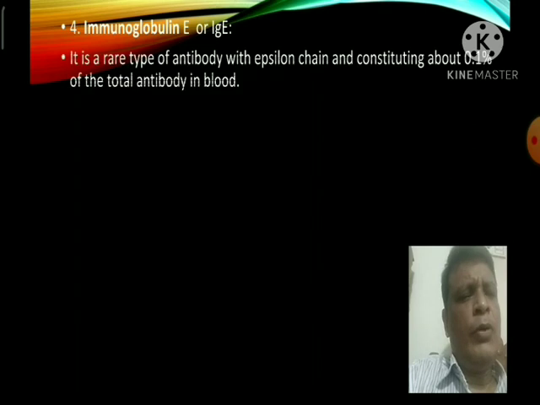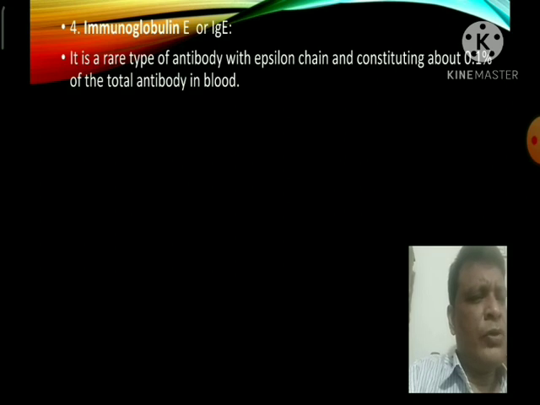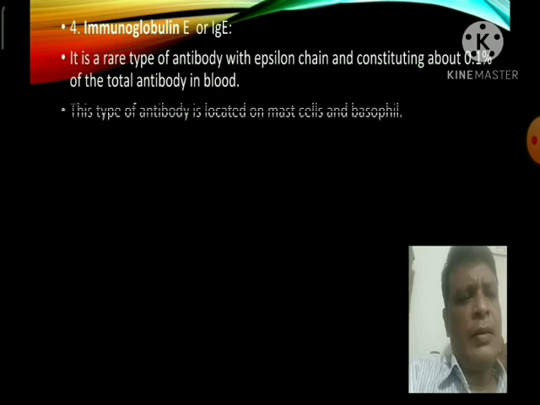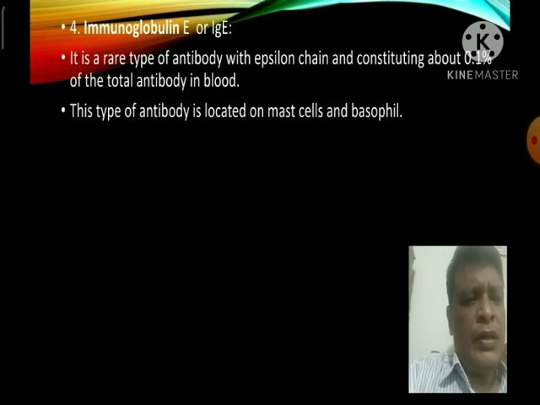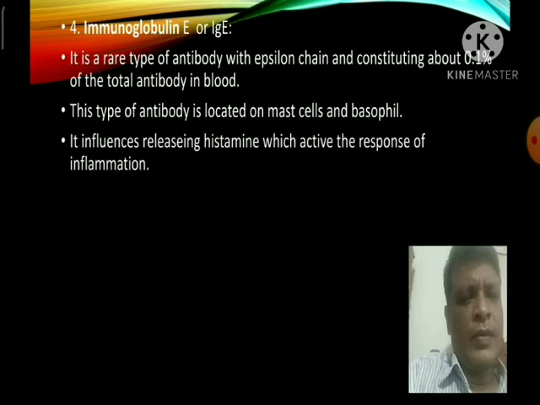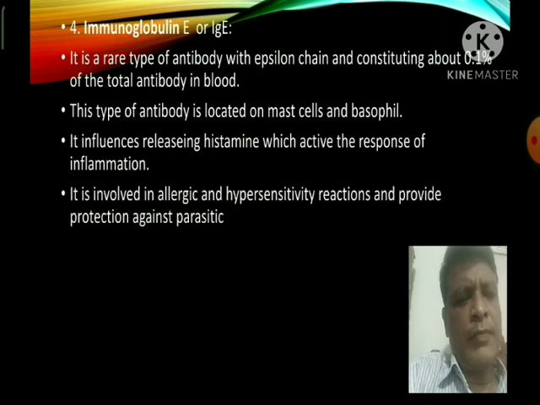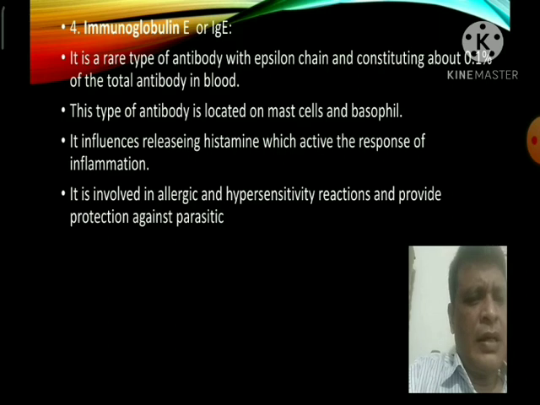Now the immunoglobulin E. It is a rare type of antibody with epsilon chain and constitutes about 0.1% of the total antibody in blood. This type of antibody is located on mast cells and basophils. It influences the release of histamine, which activates the inflammation response. It is involved in allergic and hypersensitivity reactions and provides protection against parasites.